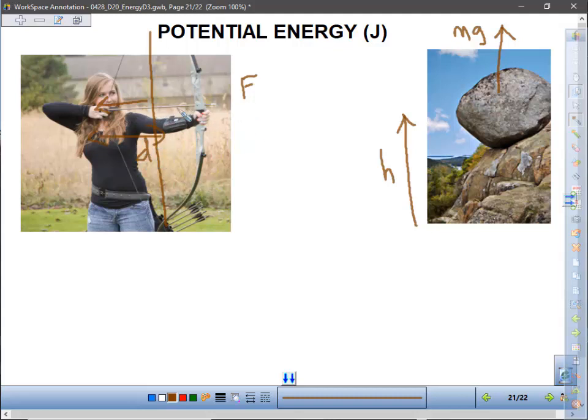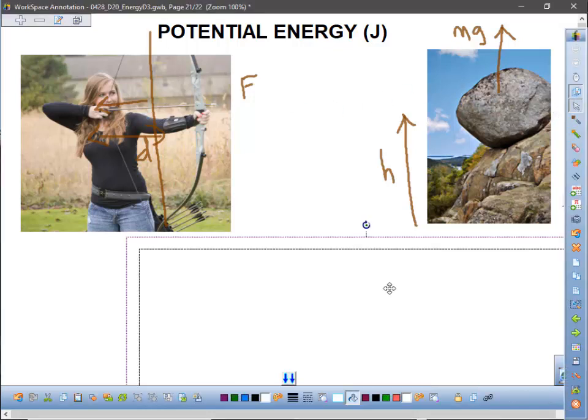So she did work to this bow, and now there's energy stored in the bow, right? And if she lets go, it'll launch that arrow. Potential energy in the bow. That's not gravitational potential energy, which is not in our equation. It's a different kind of equation, but it's still work done to the bow, potential energy.